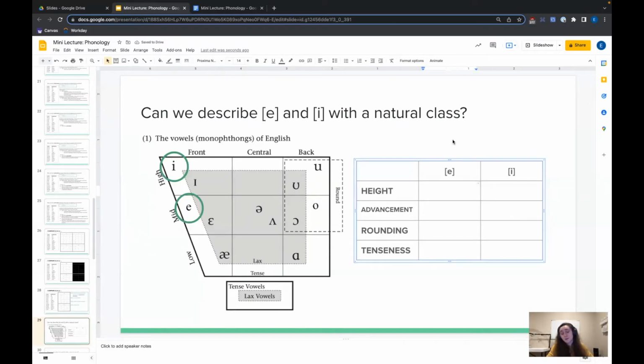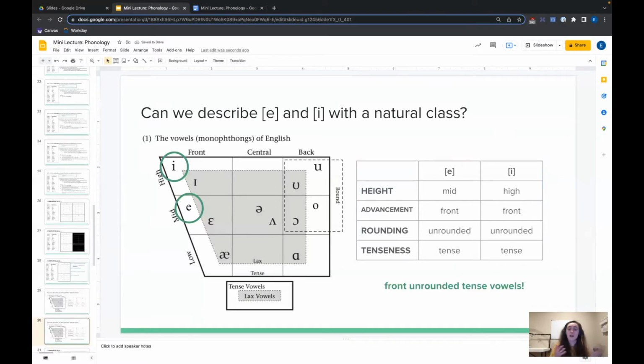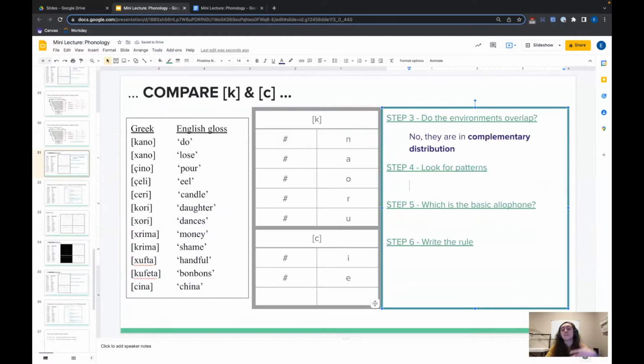So for this vowel that is represented with the letter E, that's kind of like an eh sound, we have a mid vowel that is front, advanced, unrounded, and tense. And then for the other sound, which is represented by the lowercase I, but pronounced E, we have a high vowel that is also front, also unrounded, and also tense. So we can describe these vowels by saying that they're front unrounded tense vowels. So now we can finish the analysis.